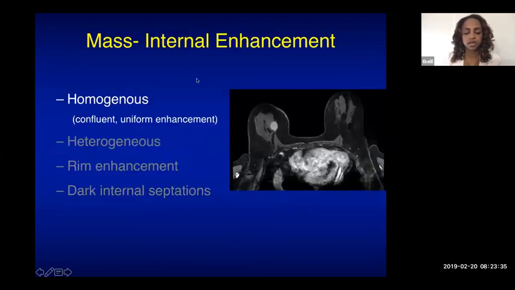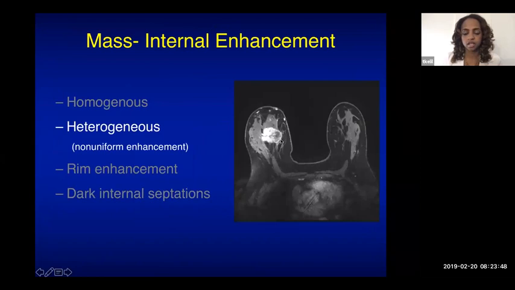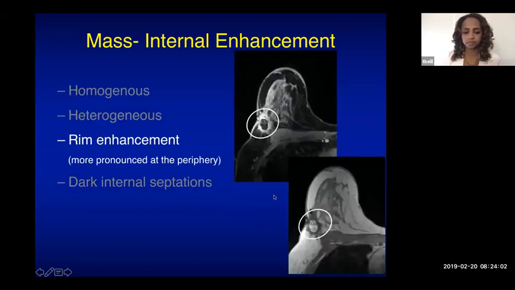And after describing the shape and margin, then you want to describe the internal enhancement. So it could either be one of these 4 findings. Homogeneous, here's an example. There's a contour and uniform enhancement. Heterogeneous internal enhancement describes a non-uniform enhancement. As you can see on the image here, there's an area that's not enhancing that much, and then there's an area that's enhancing vividly, so there's a non-uniform enhancement.